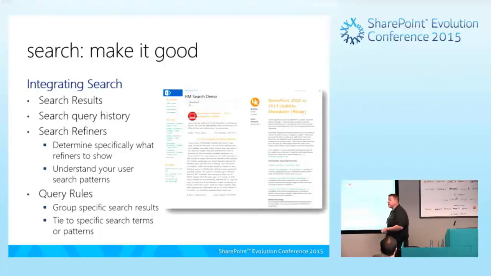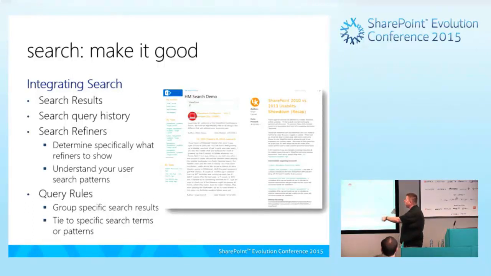You know, your query history, actually getting that it can actually learn from itself and learn from you and learn from other users. The refiners that you can get, where you can define them the way you want to look at them. And the query rules that go along with that, where you can specify a particular type of content. So in this particular scenario, I search on the word SharePoint.